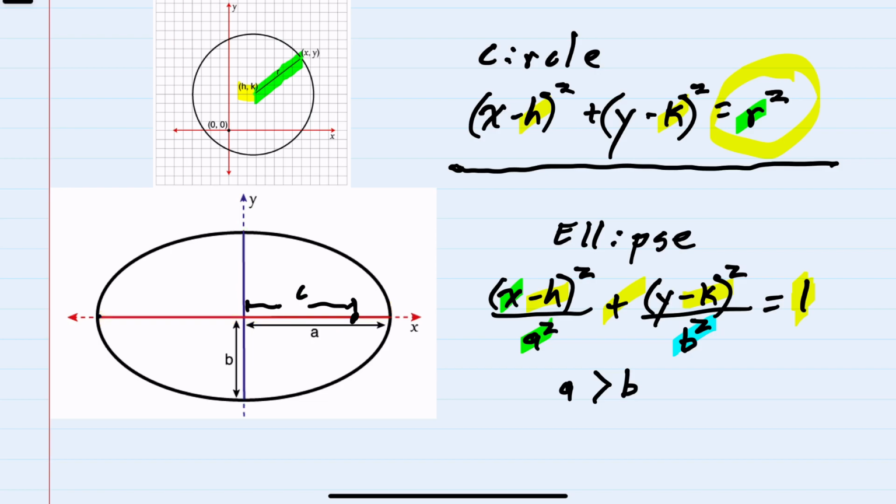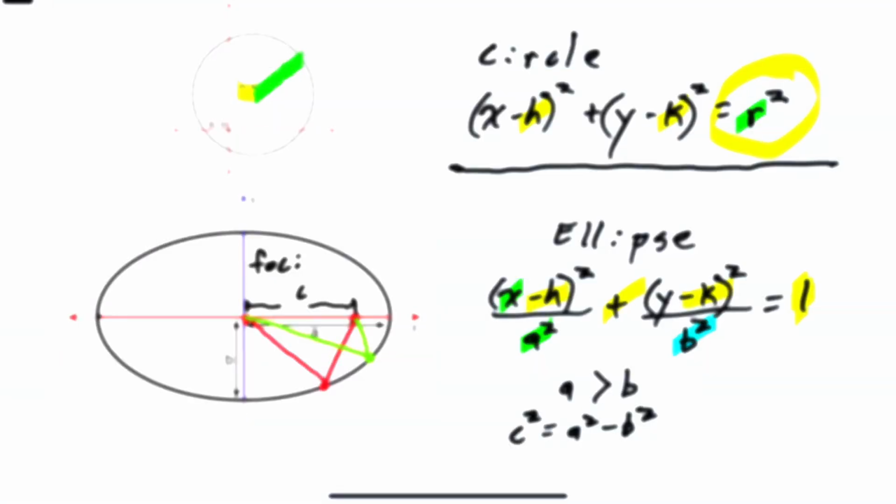Along the major axis, we also have the foci, which is the point c, where c squared is equal to a squared minus b squared. And this is important because c defines the ellipse, since any point on the ellipse has a distance to the foci and a distance to the center. The sum of these two distances for any point is always the same.